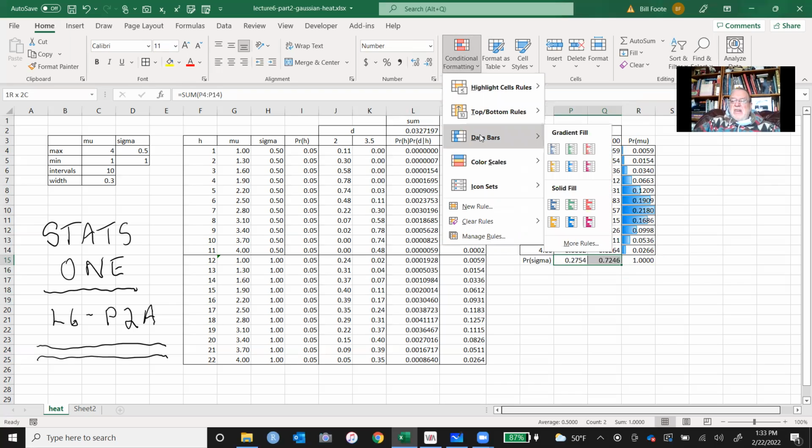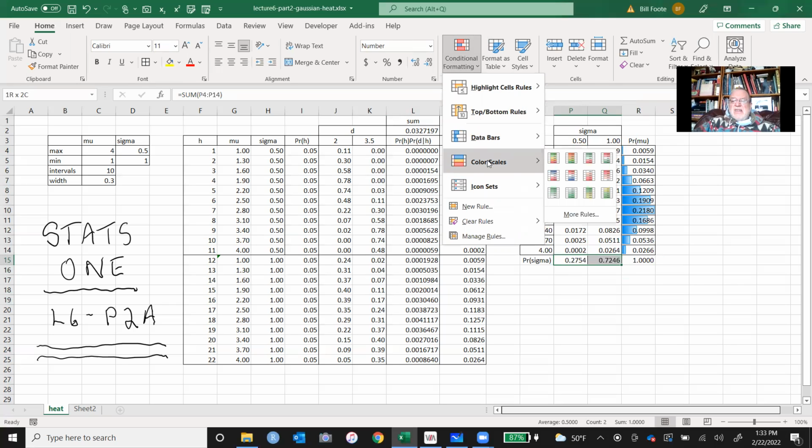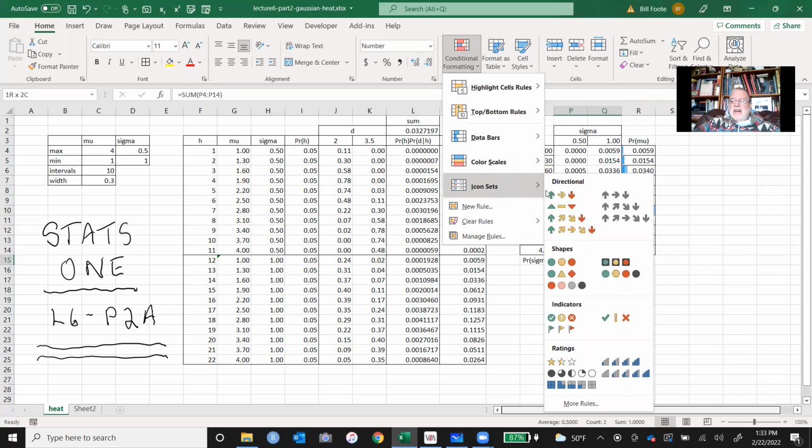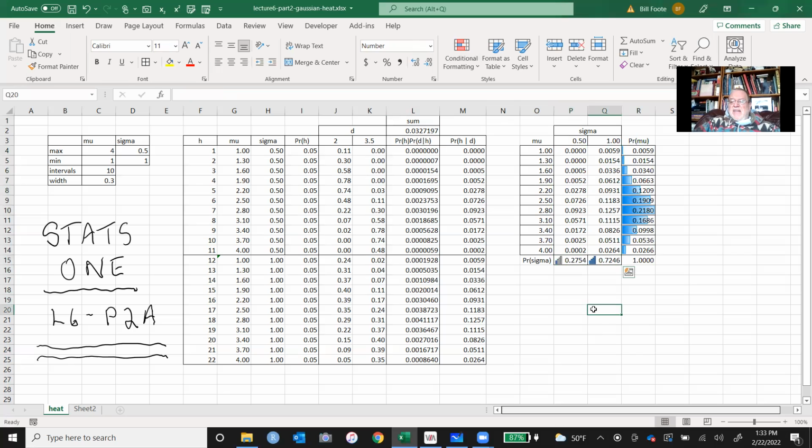So we have data bars, color scales, icon sets. Let's use icon sets. These are all pretty good, but I want to use this right here. So that's low, that's high. You could put colors here. You could do whatever you want. Now, the other thing that people do, which I've had many colleagues not like, is make a heat map. So this segment, Lecture 6, Part 2A, we're going to call Gaussian heat, just to turn it up a notch.